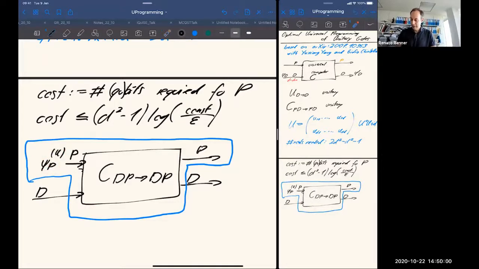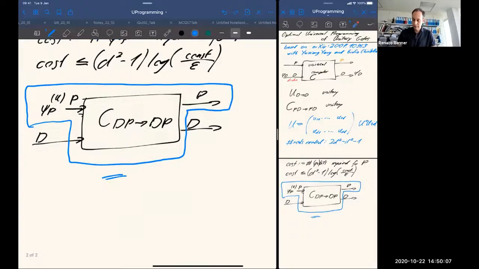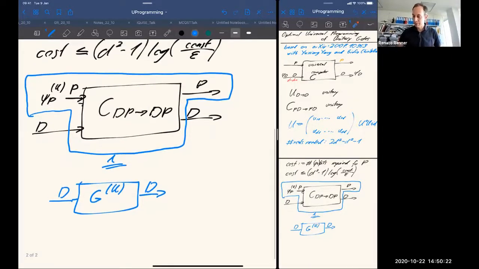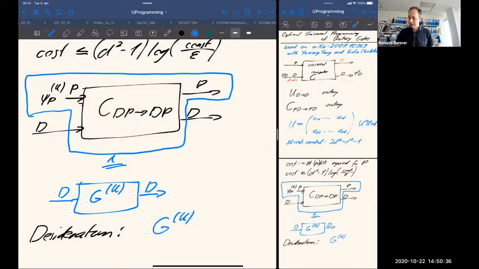But you see, when I now look at only the blue part, so if you consider only the blue thing, then this is something that only takes D as an input and outputs D. And I call this blue part G. And what I want, so the desired property, maybe that's the desideratum, so to speak, is that the G that I get, so this blue box, is really essentially the U. So if I only look at how the box acts on D, then it carries out the U, provided that I gave in the encoding of the program that encodes U.